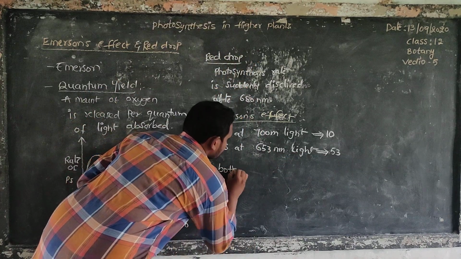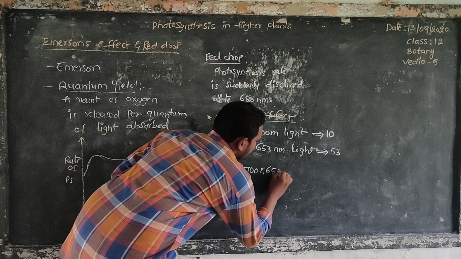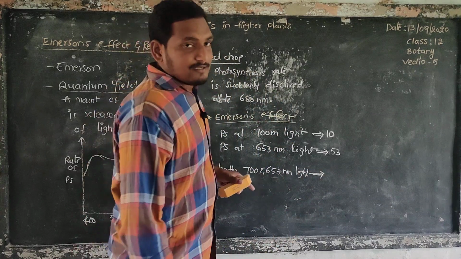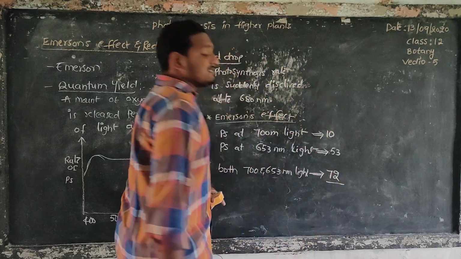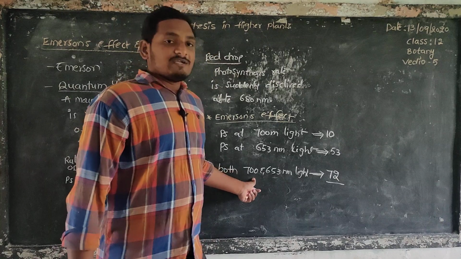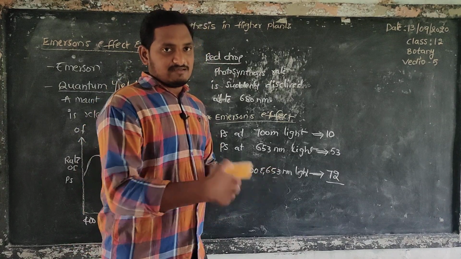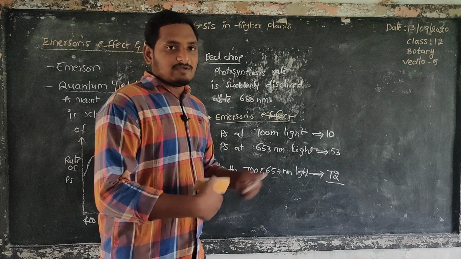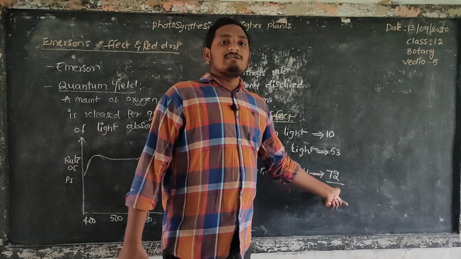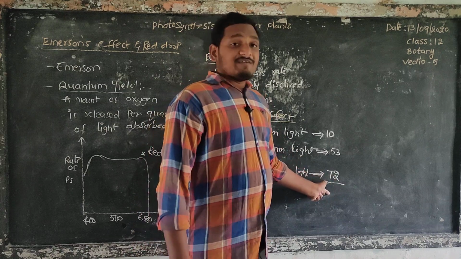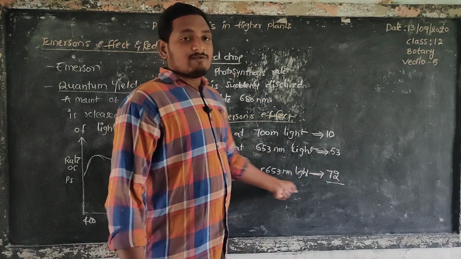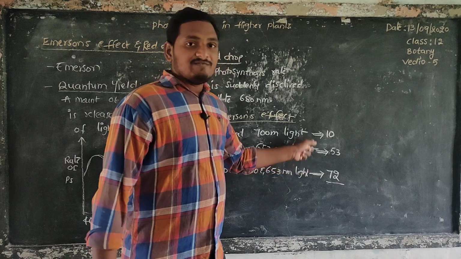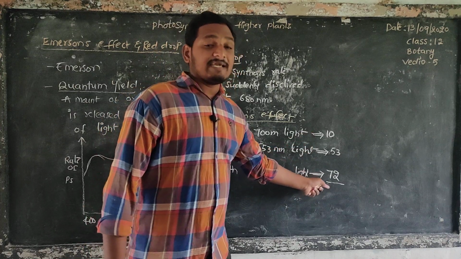Next, when both 700 and 653 nanometers of light are given to the plant body, the quantum yield is 72. So one time 700 and one time 653, given simultaneously, one by one immediately. So the plant body gives a photosynthetic rate or quantum yield of 72. This is a sudden increment of the quantum yield compared to the individual lights given to the plant body.